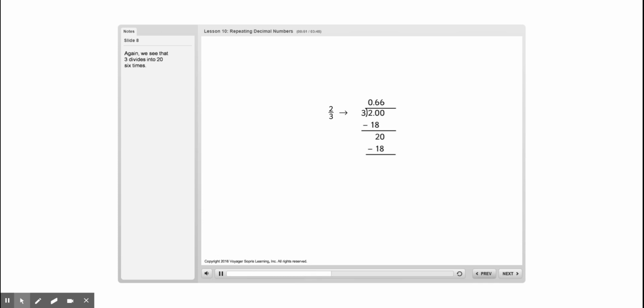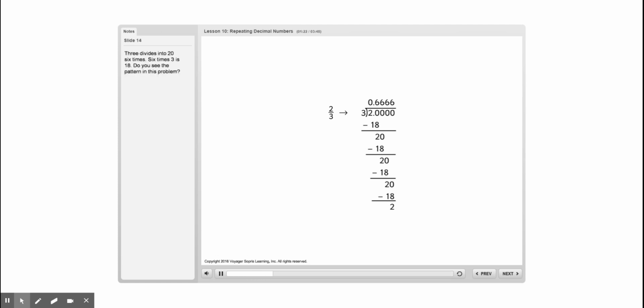Again, we see that 3 divides into 20 6 times. The difference is 2 again. We add another 0 and bring it down. We are dividing 20 by 3 again. 3 divides into 20 6 times, and 6 times 3 is 18. Again, the difference is 2. We add one more 0 in the dividend and bring the 0 down.